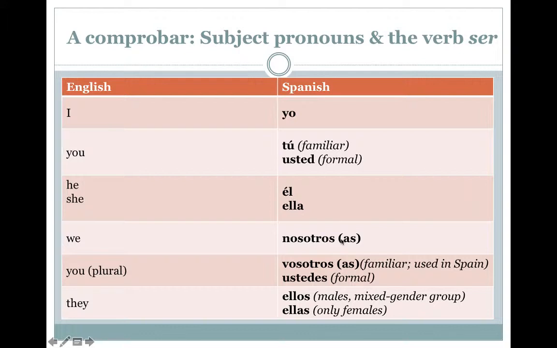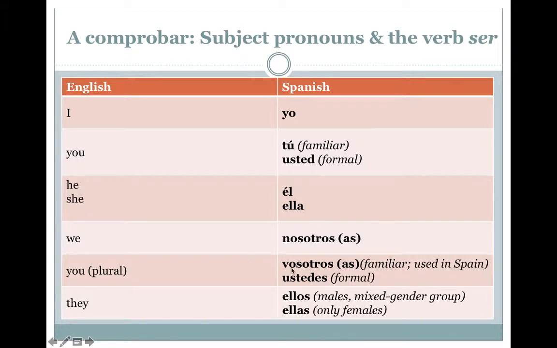So you have nosotros, we, plural. Usually it can consist of only men, or it can consist of men and women. And you have nosotras, we feminine, which is a group of only females saying we. So nosotros, we masculine, or masculine and feminine, and then nosotras, we only feminine. We'll talk about that a little bit more as we get closer to needing to know that.